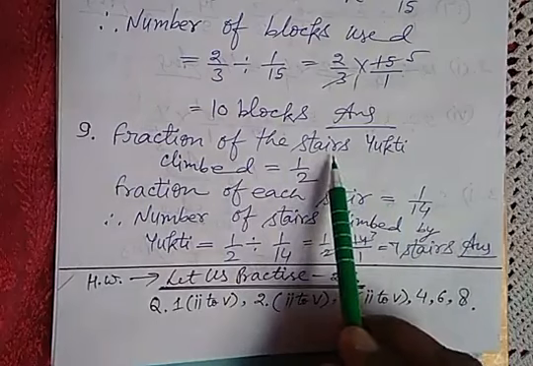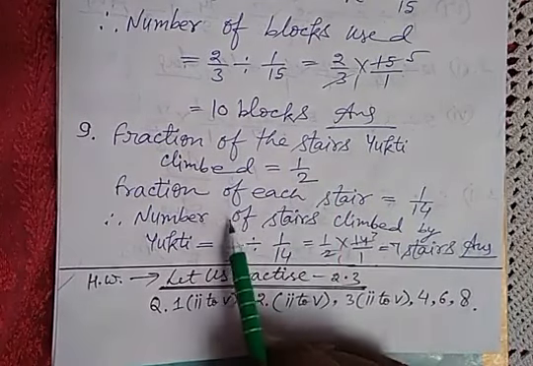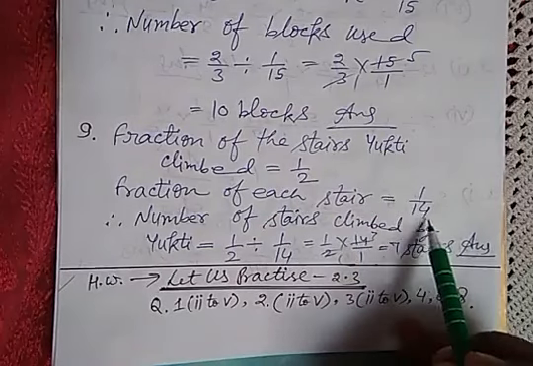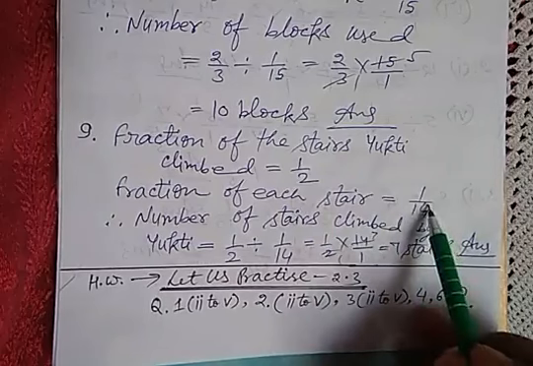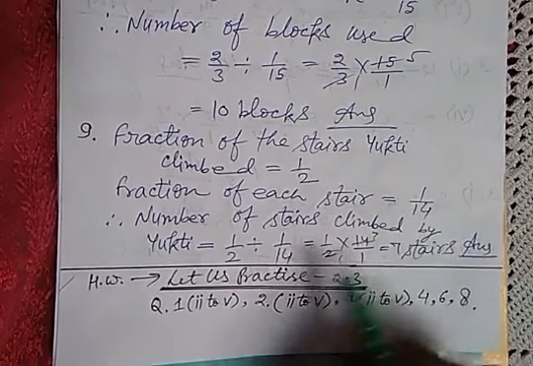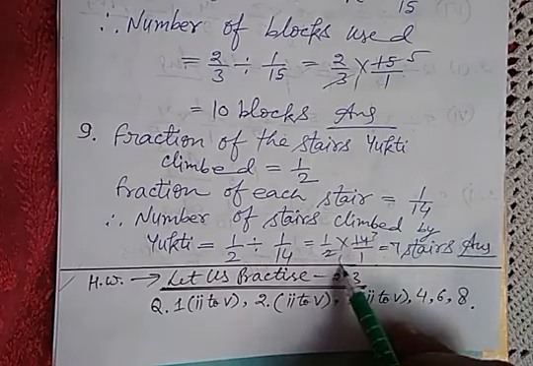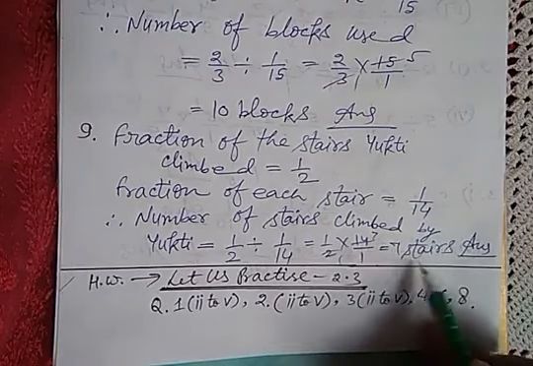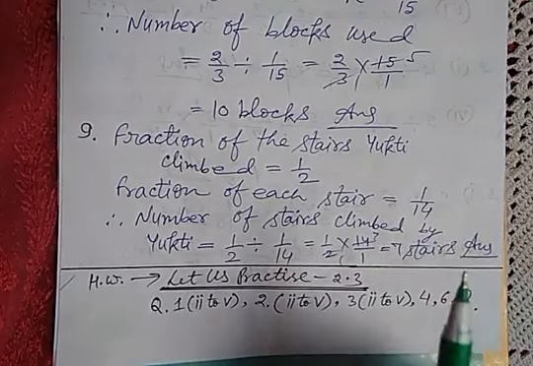Fraction of the stairs Yukti climbed is equal to 1 upon 2. Fraction of each stair is equal to 1 upon 14. So the number of stairs climbed by Yukti is equal to this divided by this. 1 upon 2 divided by 1 upon 14 is equal to 1 upon 2 into 14 upon 1, which is equal to 7 stairs. This is the answer. And you have to write it in your classwork.